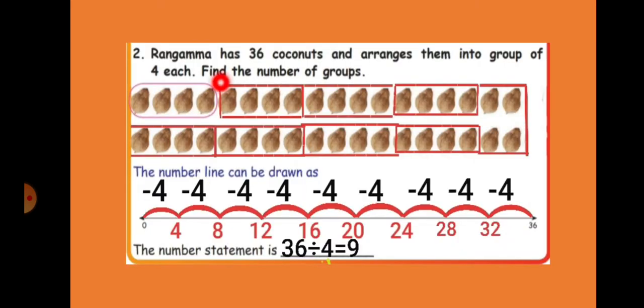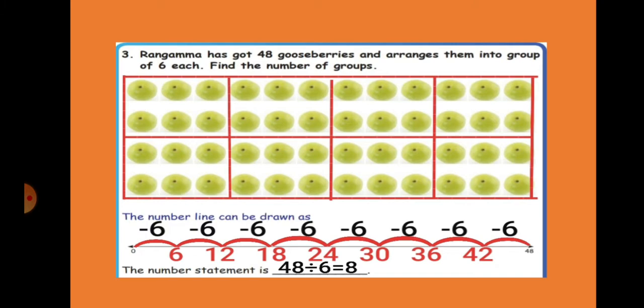The same thing we have learned. 36 coconuts arranged into groups of 4 each. How many groups are present? We arranged 4 coconuts like this, and finally how many groups did we get? 9 groups. And then gooseberries: there are 48 gooseberries, and we have to arrange 6 in each group. After arranging 6 each, we get 8 groups.